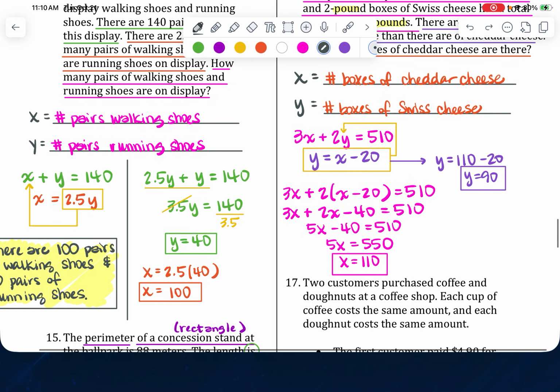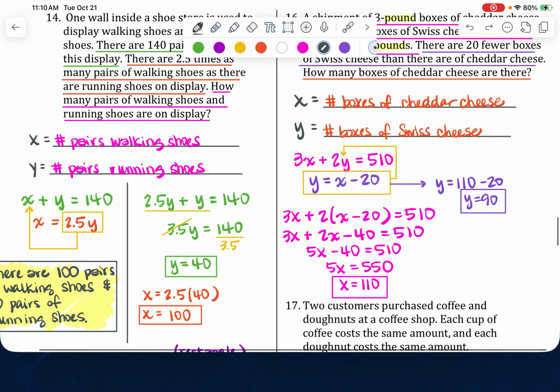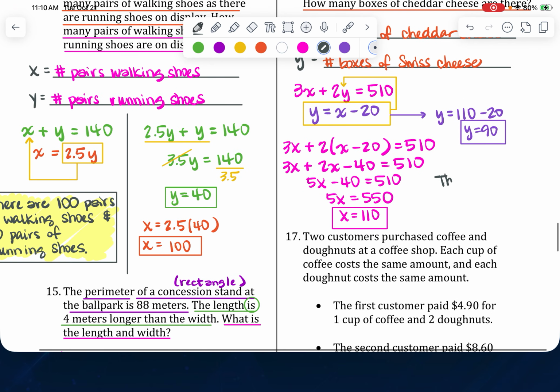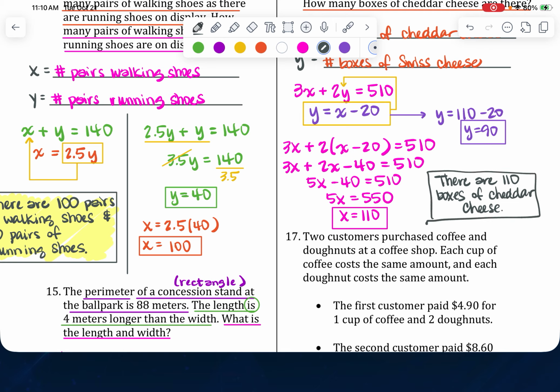All right, so I only wanted the cheddar though, so cheddar was x, so I'm just gonna say there are 110 boxes of cheddar cheese. If you want to write the Swiss cheese one, that's fine, but it only asked me for cheddar, so I'm only going to answer the cheddar question.